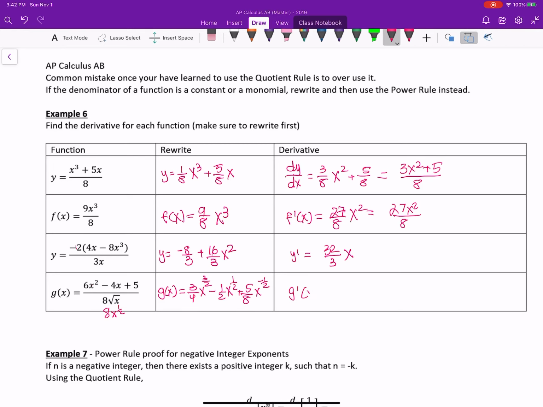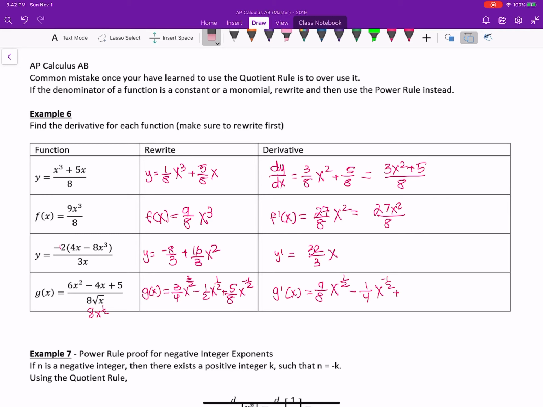So g prime of x is going to equal, what do we get? 9/8 x, subtract 1 gives me 1/2. And then minus 1/2 times 1/2 is 1/4 x to the -1/2. And then, no, I guess that would be a minus here. Minus, and then we get 5/16 x to the -3/2. And you're fine, you can leave it. That's it. You just took the derivative.